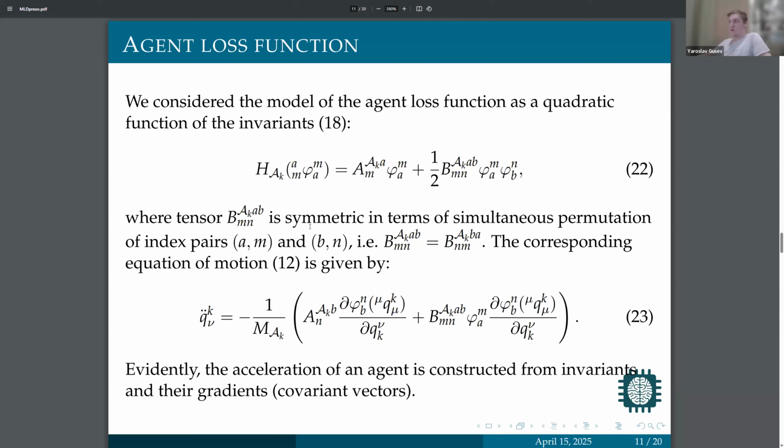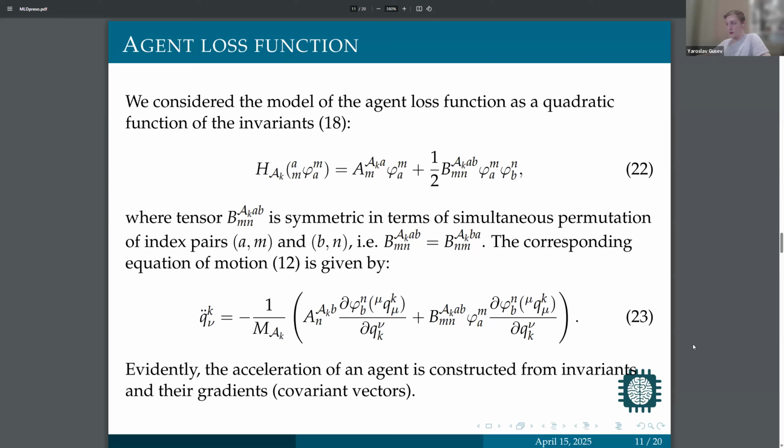Okay, and then how the loss function may look like. In general, it will be an arbitrary nonlinear function of invariants, but for simplicity, for now, we considered just a quadratic function of phi, and so we have these tensors A and B that are the parameters of H that can be trained, for example, or chosen in a way that they give the realistic behavior of a particle of learning agents.